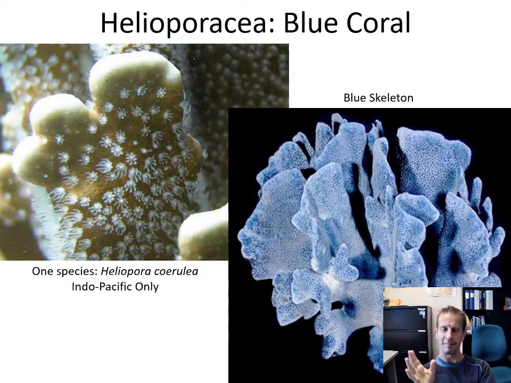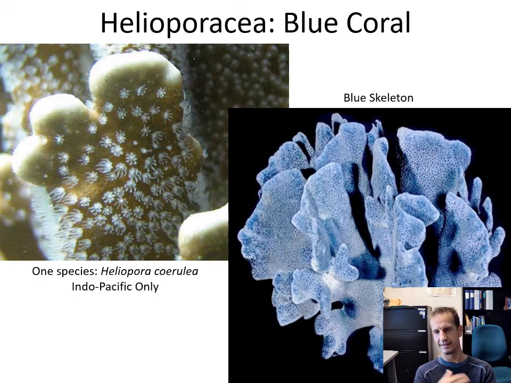This is that weird member of the subclass Octocoralia, the Helioporaceae. And Heliopora coerulea is the only species in this group, and it's basically a hard coral, but it's not related to the other hard corals. It's not in the order Scleractinia. For better or worse, it has this beautiful blue skeleton. And that beautiful blue skeleton is sought after by collectors.